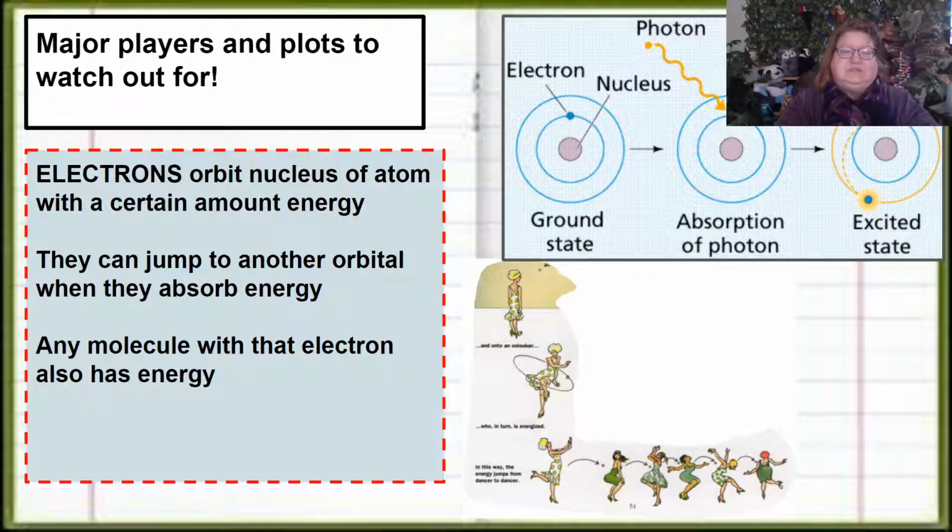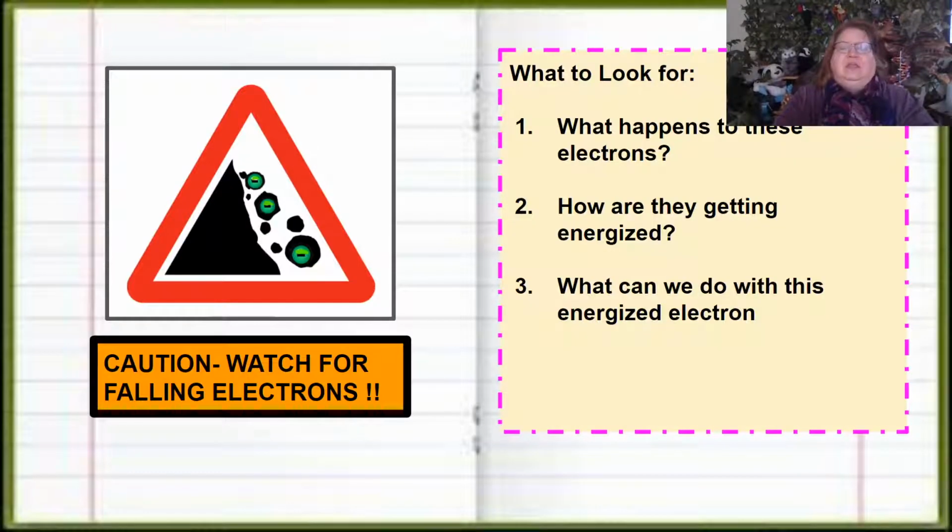So, electrons, one thing to watch out for. And in fact, so much so that I made a little goofy sign here: caution, watch for falling electrons. What you should be noticing in both photosynthesis and cell respiration is where the electron goes, because that's where the energy goes. And that's what you want to keep track of. And in fact, I kind of boiled it down to three things. So, three things you should look out for.